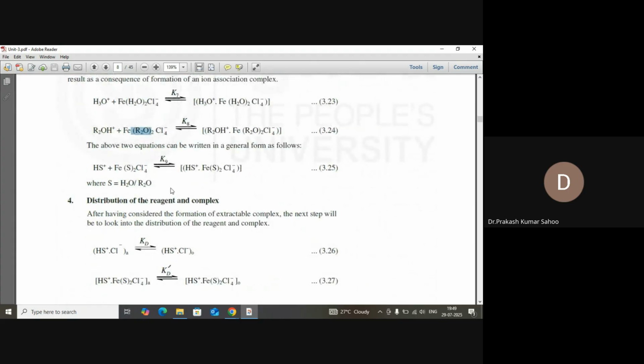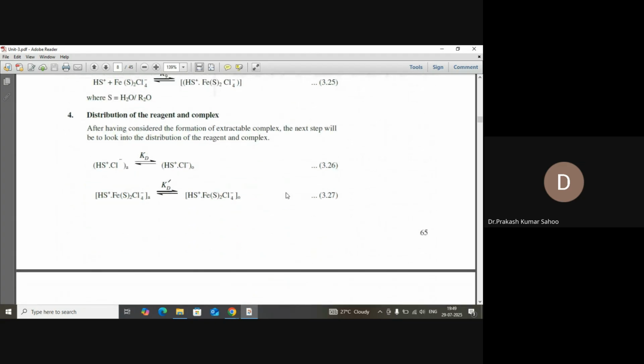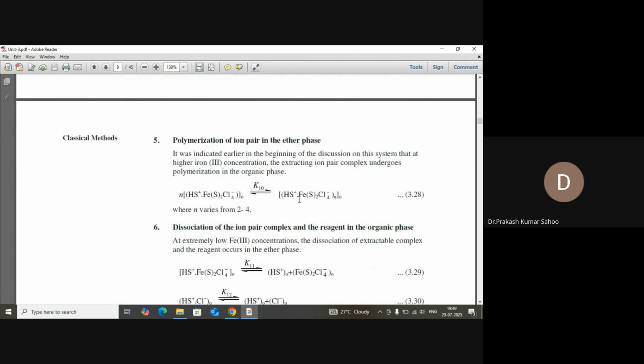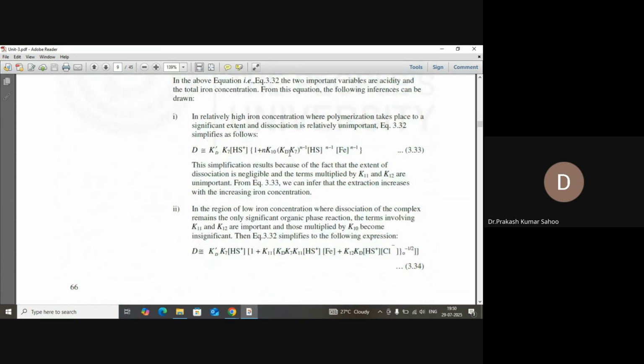At the end, we have the equation like this. Okay. So in this way, you just find these reactions, how different extractants are used to separate different ions from a solvent.